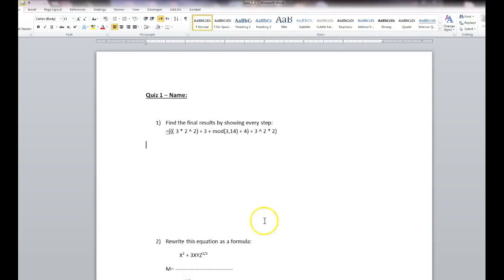It's going to be about quiz one, and some students still require some attention in order to figure out how we obtain the right answer. The first question asks, can you find the final result by showing every step according to the rule of order. So in this case, we have to really follow the rule of order that we learned in class, and I just want to refresh your memory about it very quickly.